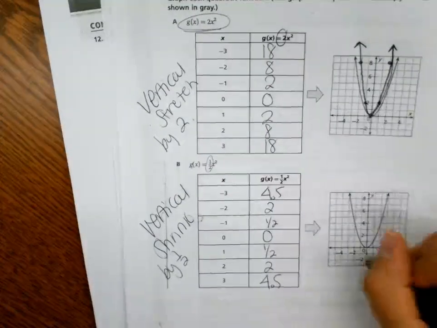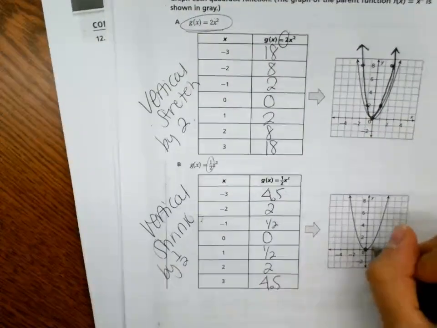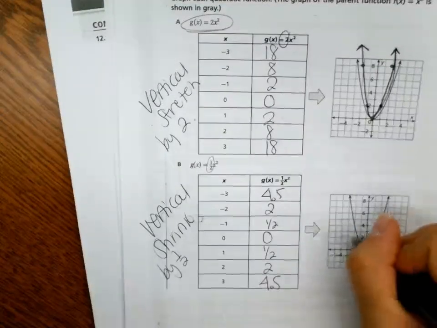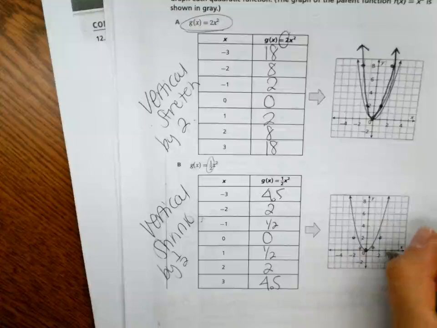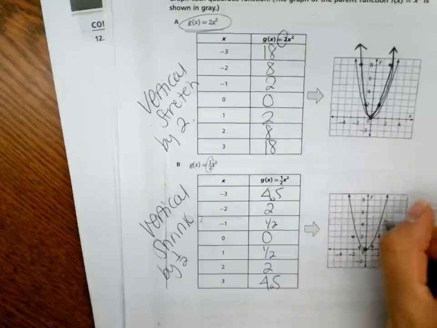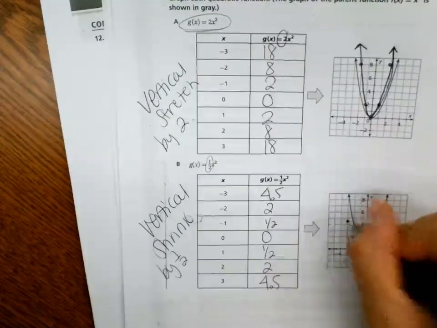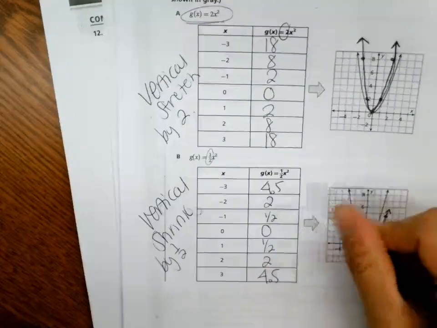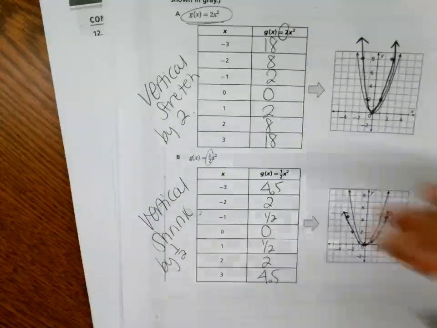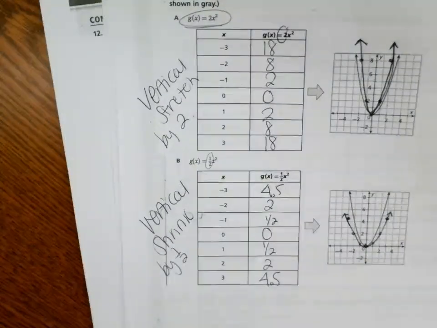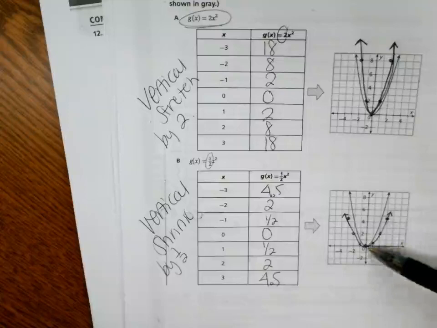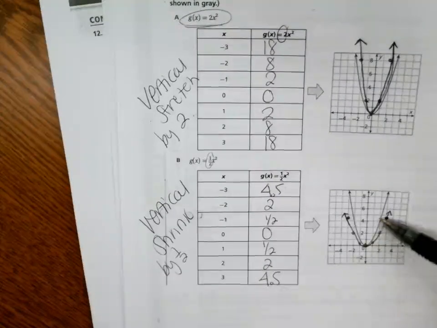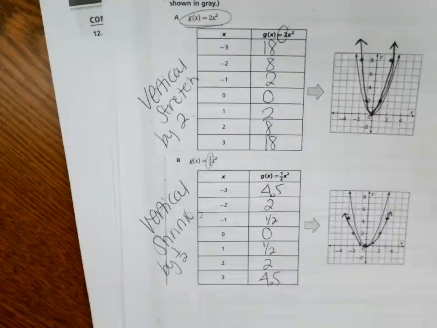So we have 0, 0. We have 1, 1/2. We have 2, 2. And we have 3, 4.5. This one's a vertical shrink. It's being pushed down. Vertical shrink by a factor of 1/2. So instead of over 1 up 1, half of up 1 would be up 1/2. Instead of up 4, half of up 4 is up 2, and so on. Does that make sense?